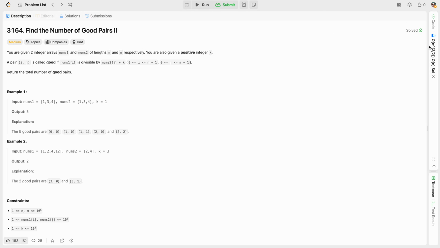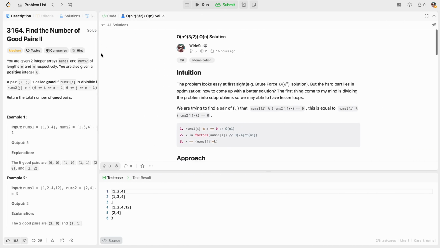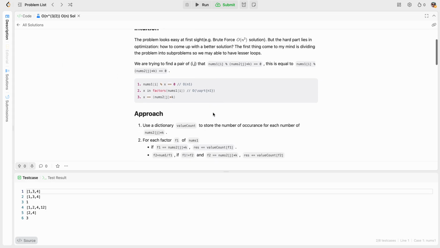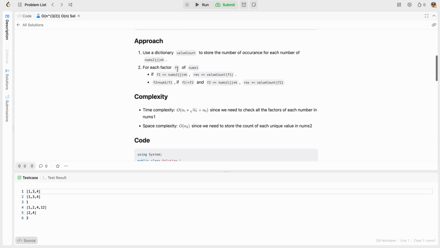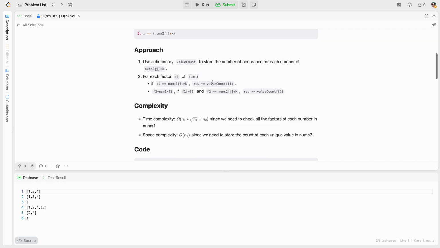So let's come to the implementation part. There are some things to take note of. The first thing is that every factor is reversible, which means that if you find a factor, nums1 divided by that factor is another factor. So each time we need to add the value counts into the result for the two factors.